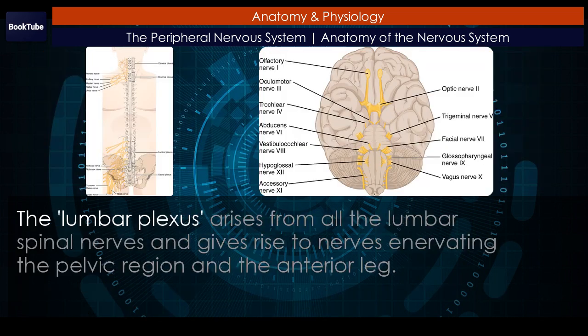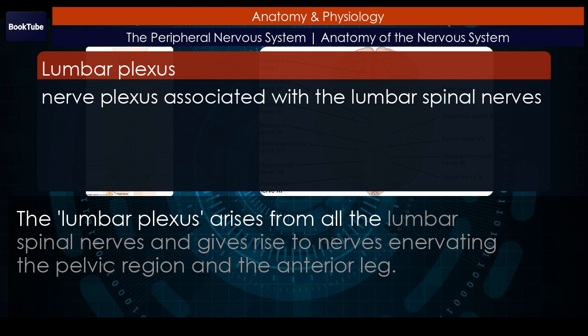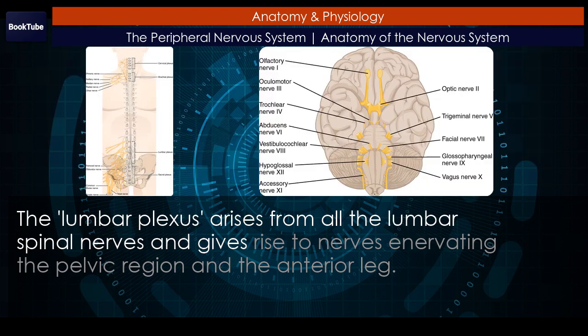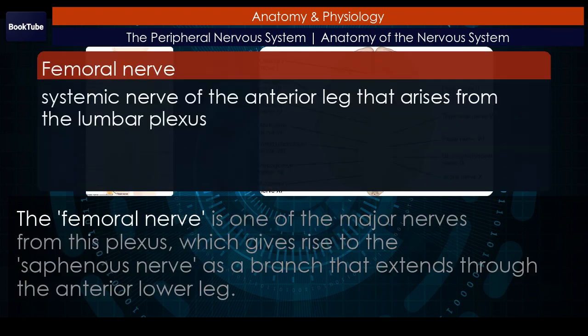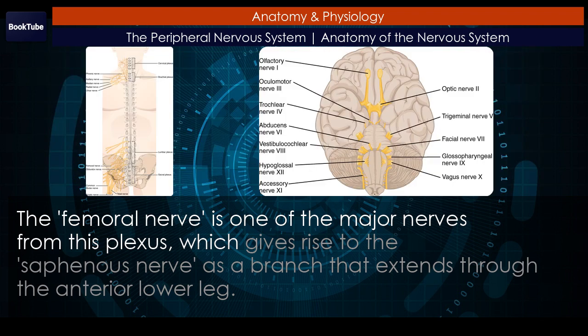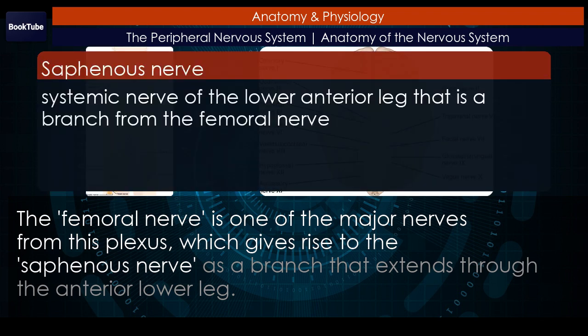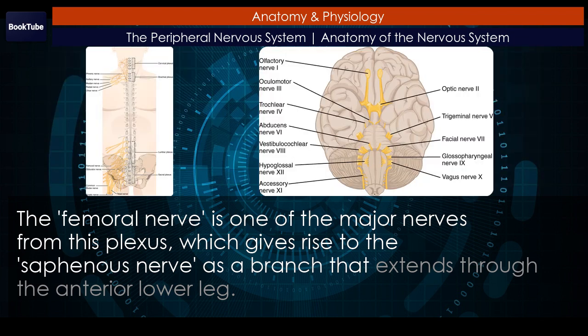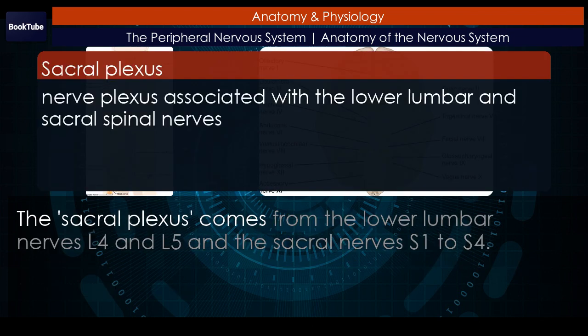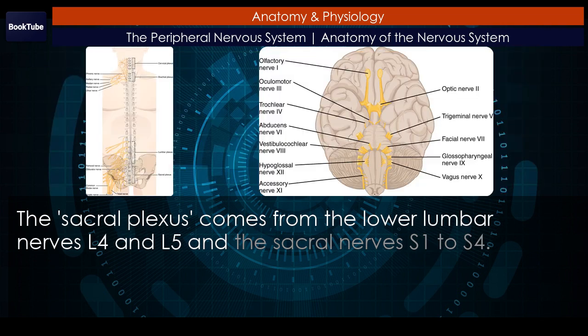The lumbar plexus arises from all the lumbar spinal nerves and gives rise to nerves innervating the pelvic region and the anterior leg. The femoral nerve is one of the major nerves from this plexus, which gives rise to the saphenous nerve as a branch that extends through the anterior lower leg. The sacral plexus comes from the lower lumbar nerves L4 and L5 and the sacral nerves S1 to S4.